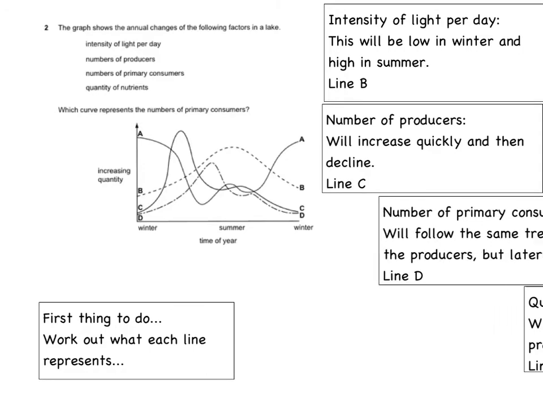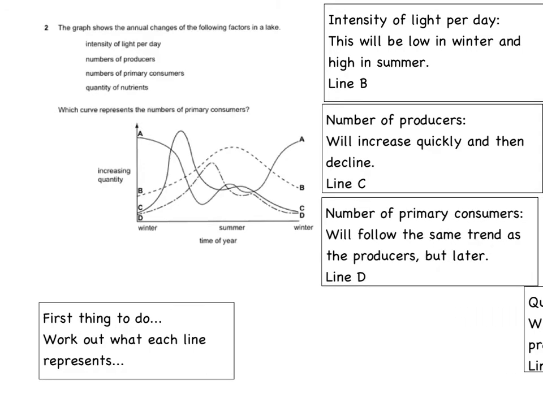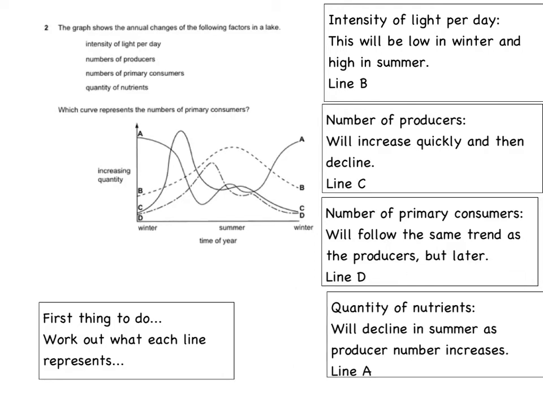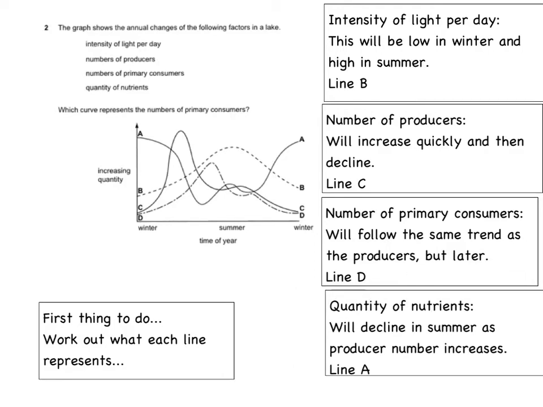Then the number of primary consumers will follow the same trend as the producers, but with a slight time delay. So that is line D. And the quantity of the nutrients will decline in summer as the producer number increases, which is line A. So the answer, which is which curve represents the number of primary consumers, will be line D.